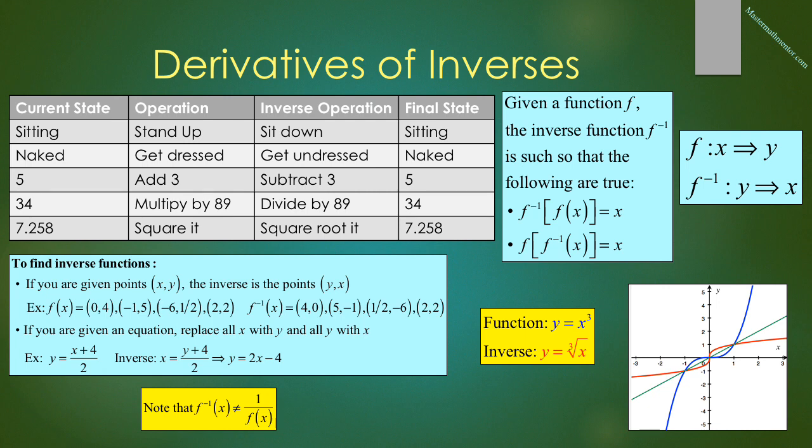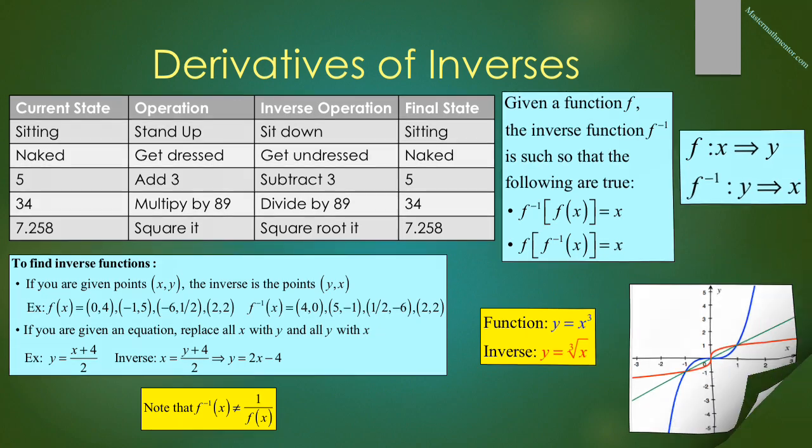For instance, in the graph, y equals x cubed is blue, y equals the cube root of x is red, and we see the line y equals x in green. And notice that the blue curve is mirrored across that line to give the red curve.